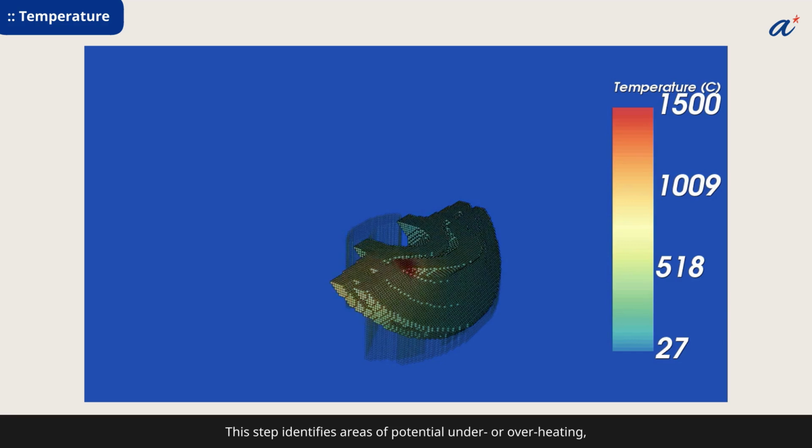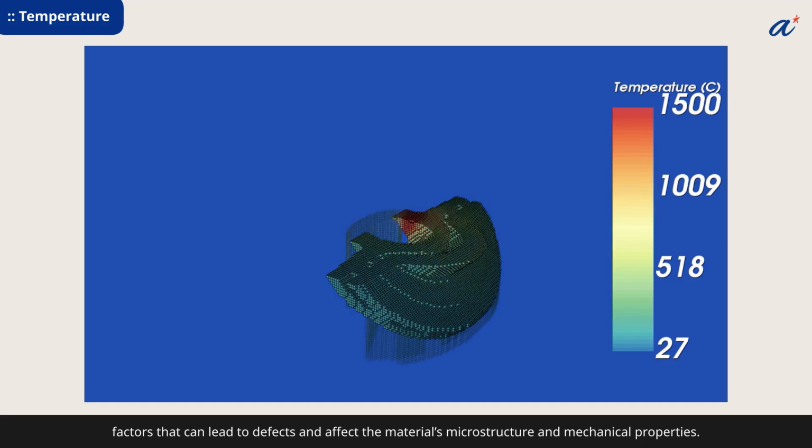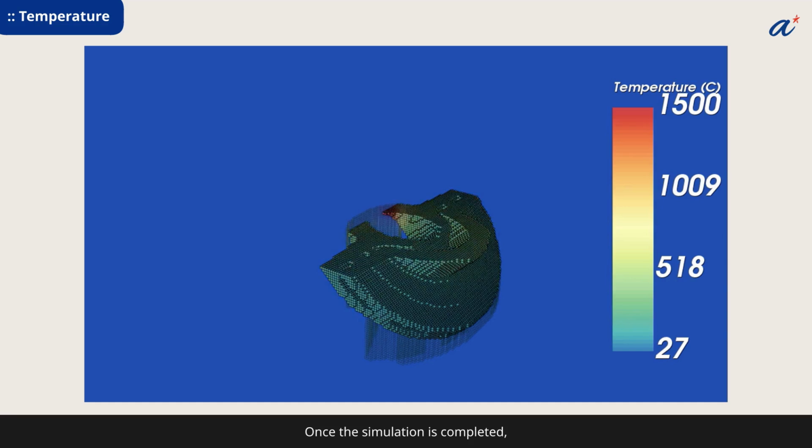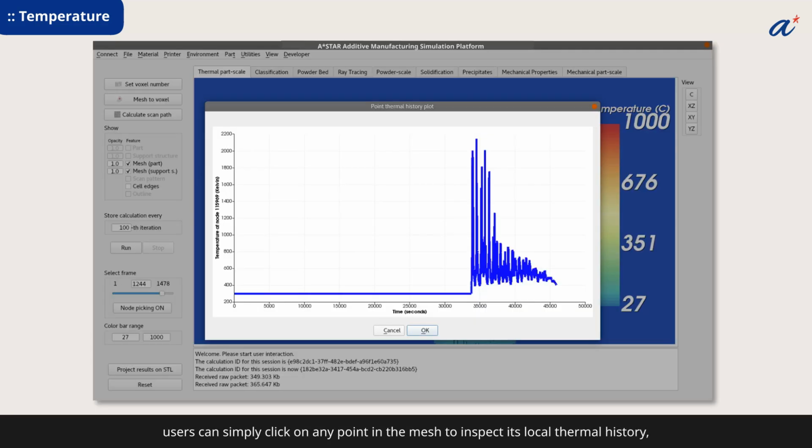This step identifies areas of potential under or overheating, factors that can lead to defects and affect the material's microstructure and mechanical properties. Once the simulation is completed, users can simply click on any point in the mesh to inspect its local thermal history, enabling detailed, site-specific analysis.